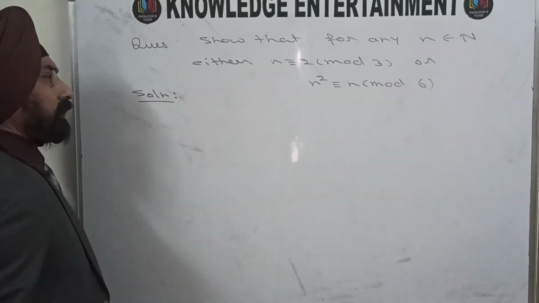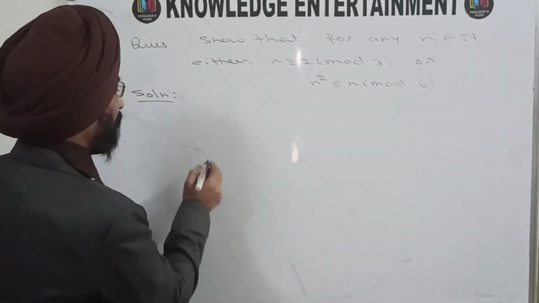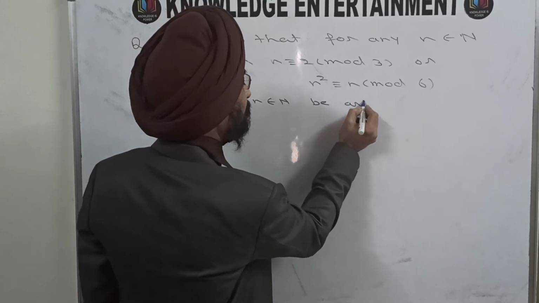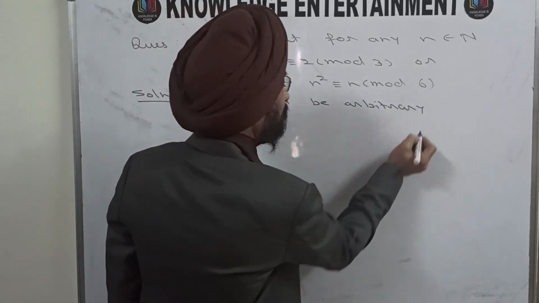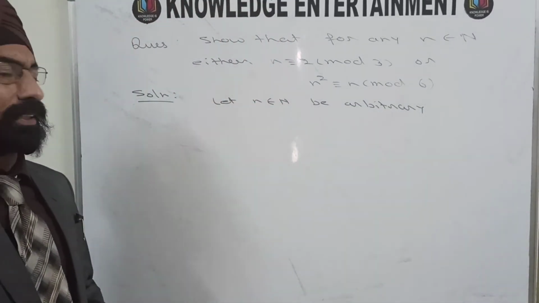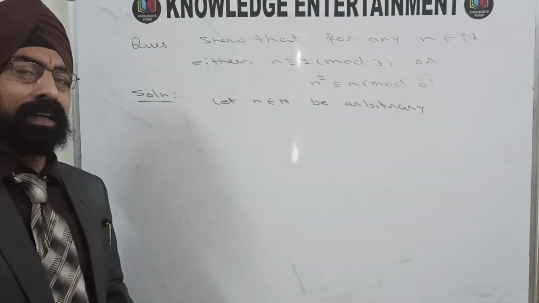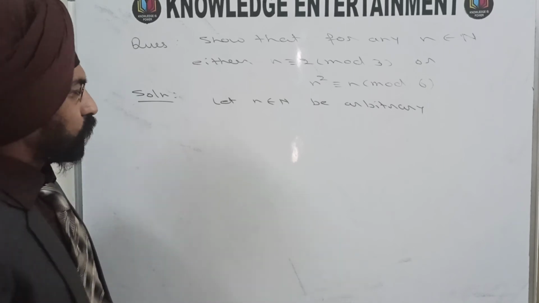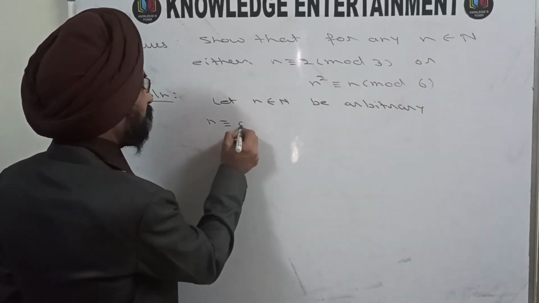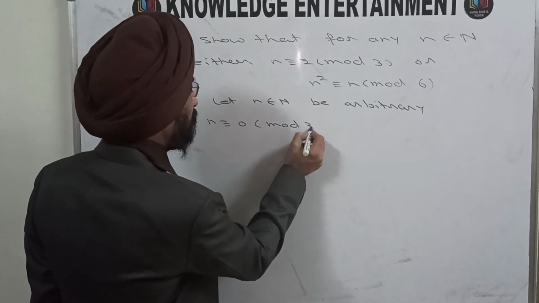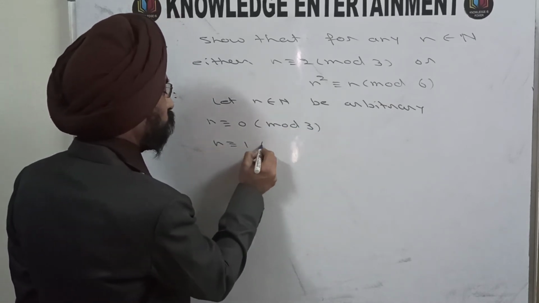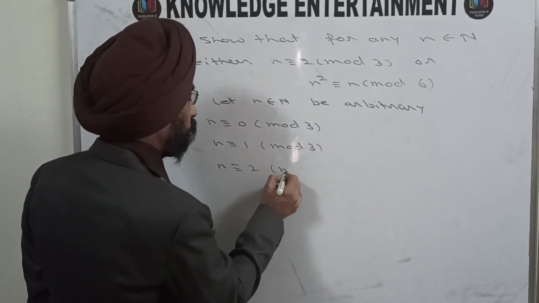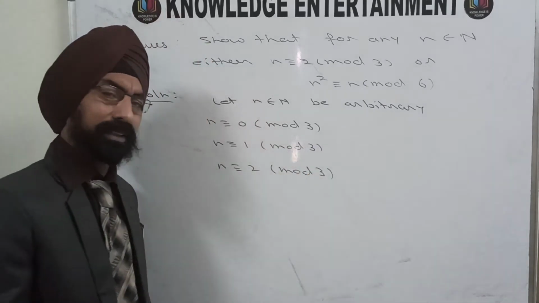Solution now. Take any natural number n, let n belonging to N be arbitrary. Then there are three possibilities. If you divide this n by 3, either your remainder is 0 or 1 or 2, there is no fourth possibility. So your n is either congruent to 0 mod 3, or n is congruent to 1 mod 3, or n is congruent to 2 mod 3. So there are three possibilities.